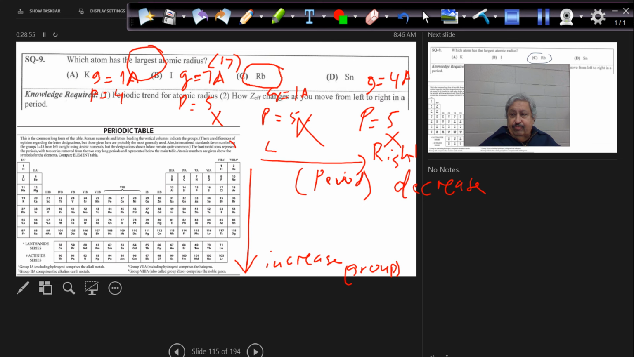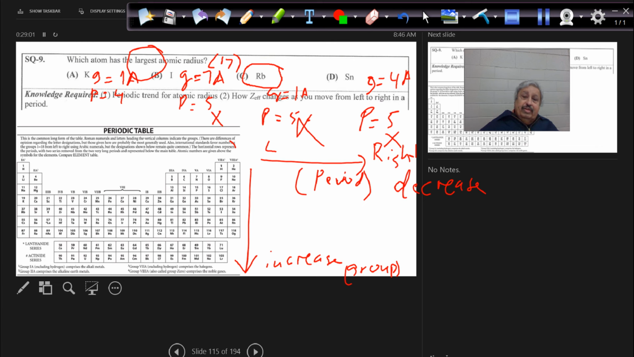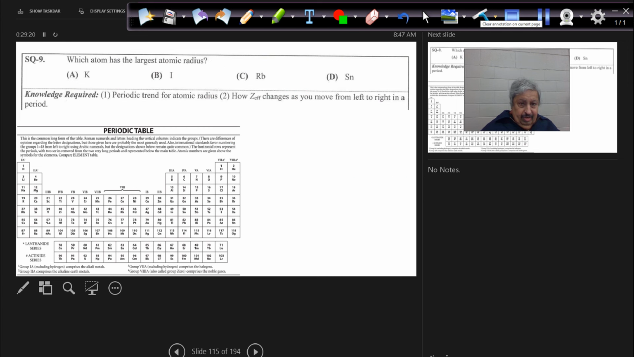So let's see if we have correct. Answer is correct. Rubidium is the correct one. I just used the fact that in the periodic table from top to the bottom it increases, and in the period from left to right it decreases. That's the fact I used. Okay, guys? So the answer is rubidium has the largest radius.